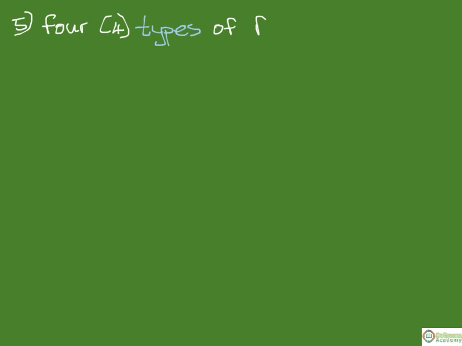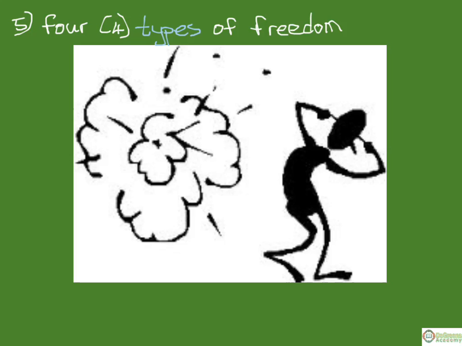Let's look at the last example. It says, 4 types of freedom. 4 types of freedom, and not 4 freedom or 4 freedoms. And so we can only say types of freedom, 4 types of freedom, and not 4 freedom or whatever.